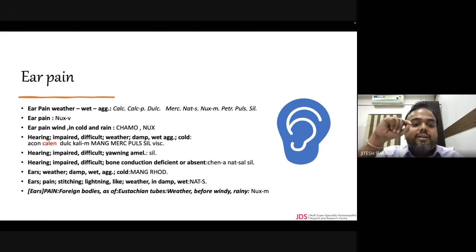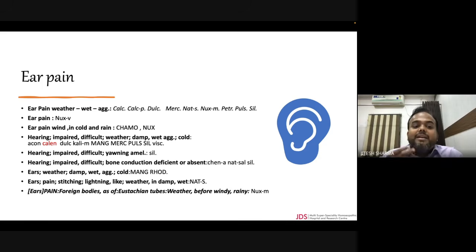Hearing impaired, difficult in wet weather. This was very interesting, where people get hearing impaired during rainy weather or damp wet weather. You can think of these remedies like aconite, calendula, dulcamara. Yes, calendula is a wonderful remedy for this. Magnesium aceticum, Mercurius sol, pulsatilla, silicea, and viscum album.